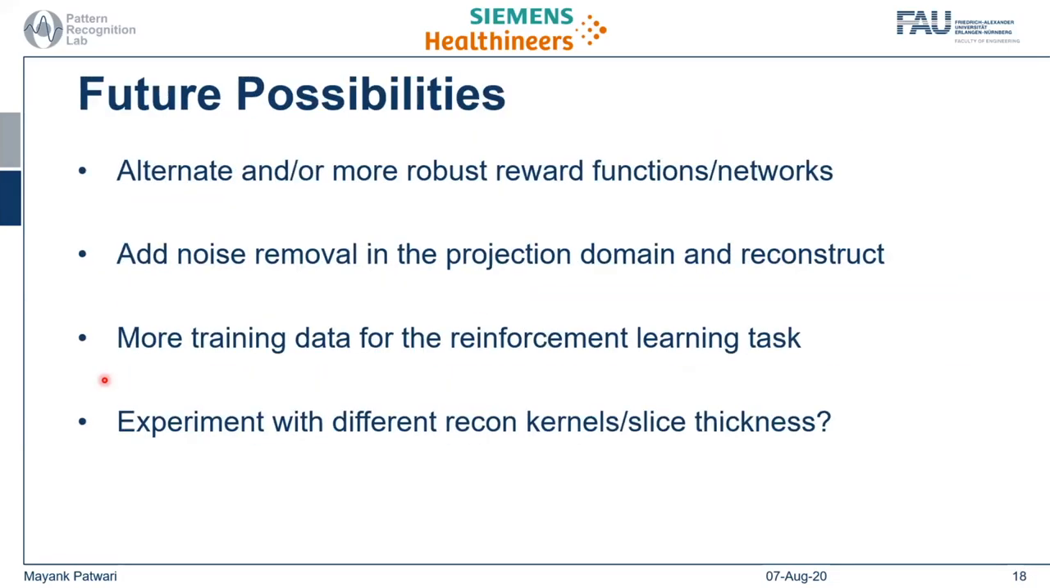And future work, how do we aim to expand this in the future? One is that we could have an alternate reward function, something which includes, for example, model observers. We could also add noise removal filters in the projection domain. Right now, this is purely an image-based technique, but we could also, for example, do some denoising in the projection domain as well. Add more training data for the reinforcement learning task. I'm quite split as to the benefit of that, because as we give more options, we're already generating more data on the fly. So I'm not sure how helpful that will be.